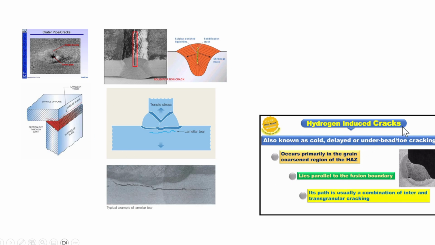Similarly, hydrogen induced cracking is nothing but cold cracking, because of hydrogen inclusion followed by rapid solidification. Because of the rapid solidification, the hydrogen cannot escape from the metal matrix. So that results in hydrogen embrittlement.